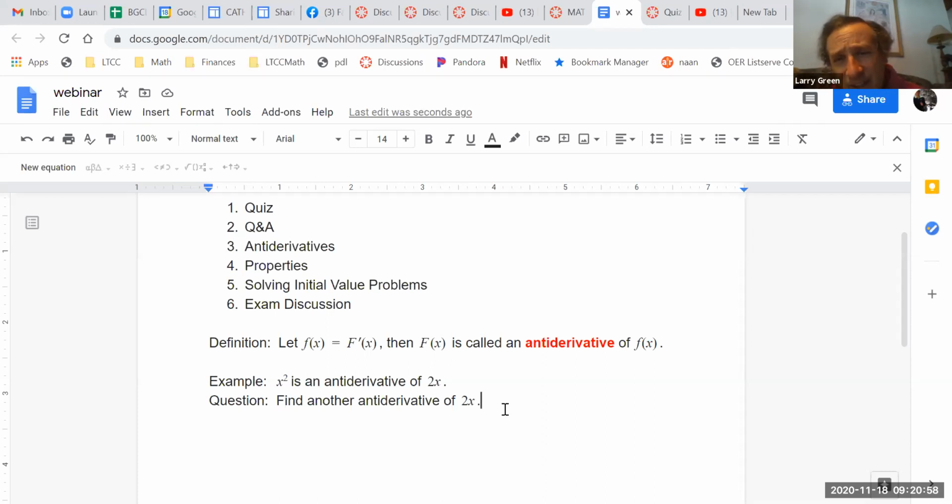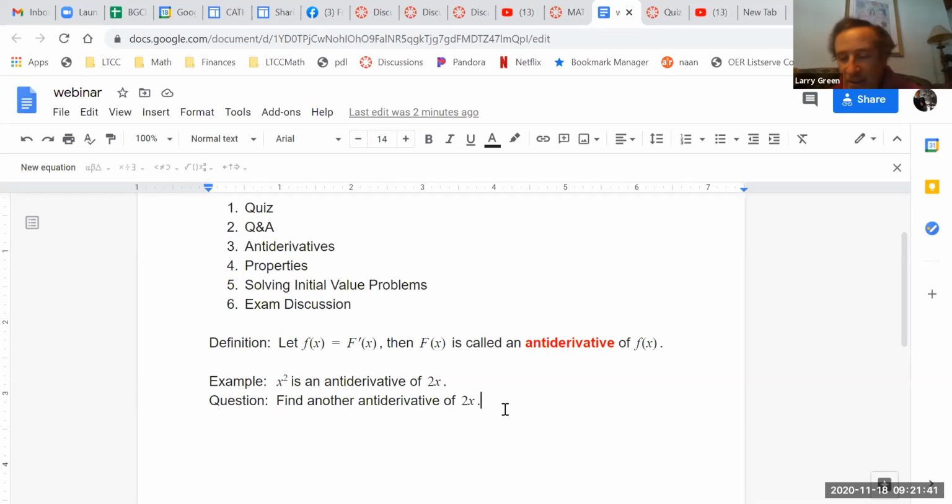X cubed minus 7 doesn't work because the derivative of that would be 3x squared. And 3x squared is not 2x. Good. X squared plus 1258. X squared plus infinity is kind of not quite right because infinity is not a number. I know you're trying to get cute, but infinity is not a number, so we just don't go there. Good. X squared plus 7. All right. So hopefully you're getting the idea. And that is that if you take any number, how about x squared plus pi over 8? That's also one. Do you agree?